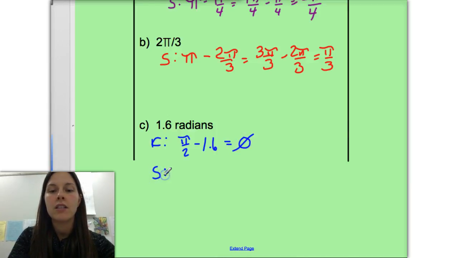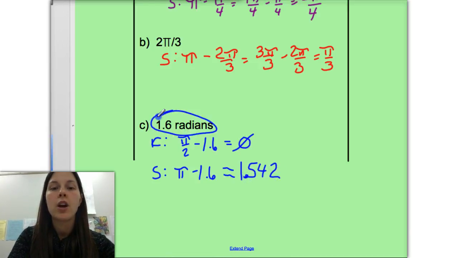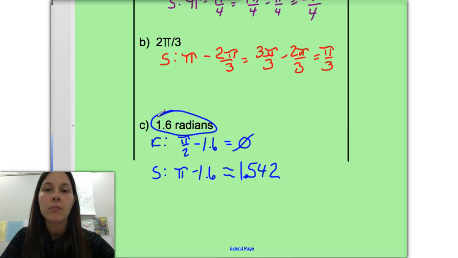So to find the supplement, we take pi and subtract 1.6, and we get approximately 1.542 radians. Now you can put radians after it, like it was in the question, 1.6 radians, or you can leave it without a unit, because if there is no unit, it is assumed that our answer is in radians.